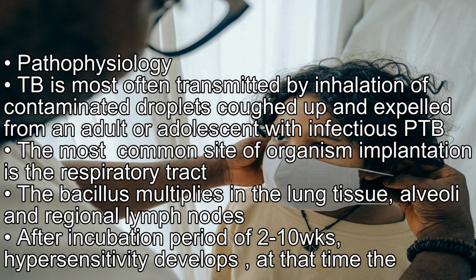Pathophysiology. TB is most often transmitted by inhalation of contaminated droplets coughed up and expelled from an adult or adolescent with infectious pulmonary TB. The most common site of organism implantation is the respiratory tract. The bacillus multiplies in the lung tissue, alveoli, and regional lymph nodes. After an incubation period of 2 to 10 weeks, hypersensitivity develops at that time.